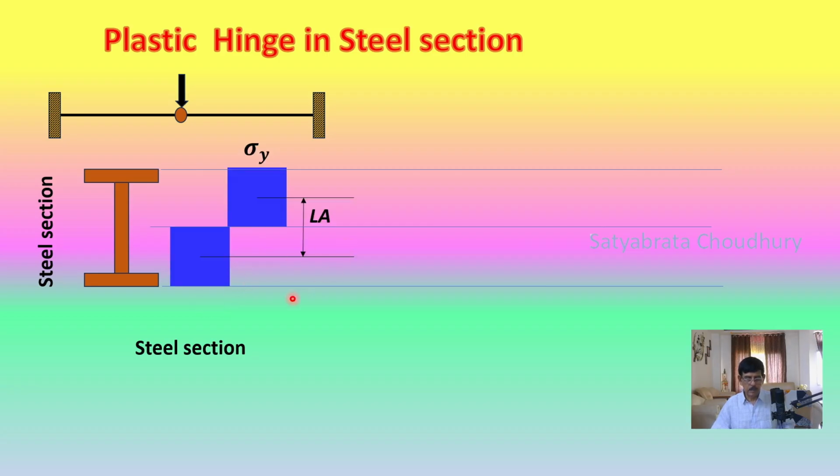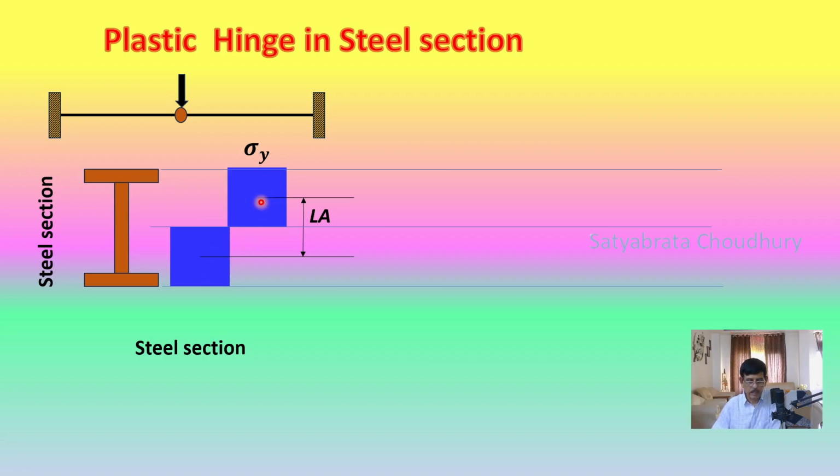And if you further apply moments here, or this load if you increase, it will go to a condition like this, where the entire top portion is under plastic condition, entire bottom portion is under plastic condition, and there is a central axis. This is called plastic neutral axis, and the top zone is under compression and the bottom zone is under tension. The area of these two has to be equal, because both top and bottom have reached the yield stress, and obviously for countering the compression and tension, the area of this block and this block should be equal.